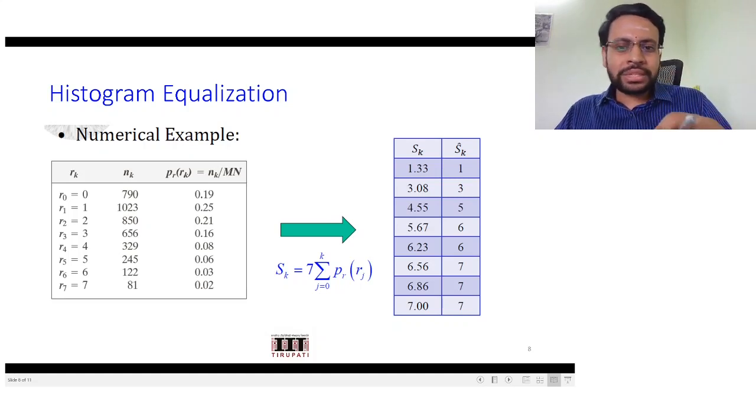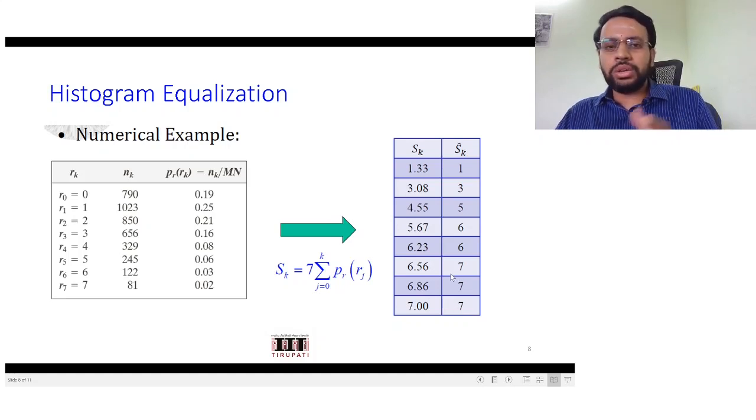I want you to pause your video here, take pen and paper, and please work this out. You have everything that is required to work it out yourself and see whether you are arriving at these values or not. If you want me to keep r values also here side by side in another column, that would be 0, 1, 2, 3, 4, 5, 6, 7. So now 0 is getting mapped to 1, 1 is getting mapped to 3, 2 is getting mapped to 5, and 3 and 4 are getting mapped to 6. Notice here, this is because of round off errors. Similarly, the last 3 values are getting mapped to 7.